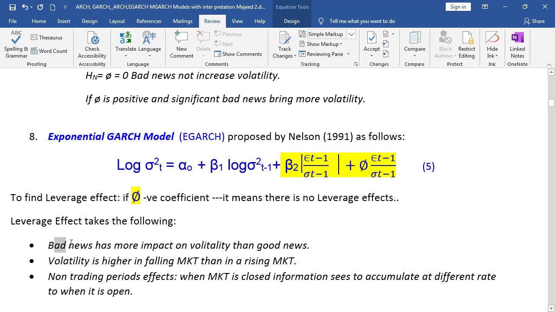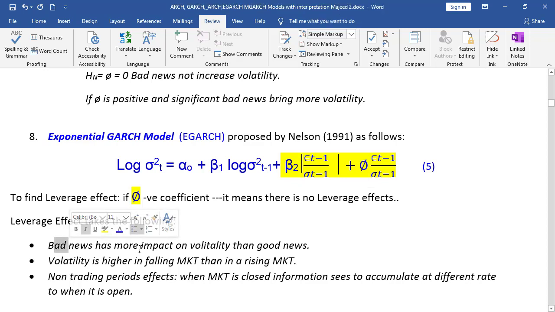Take the following. Bad news has more impact on volatility than good news. Volatility is higher in a falling market than in a rising market. Non-trading period effect: when the market is closed, information ceases to accumulate at a different rate to when it is open. And this is the interpretation of the formula, as you can see it here. Now we apply the model and then we explain it in more detail.